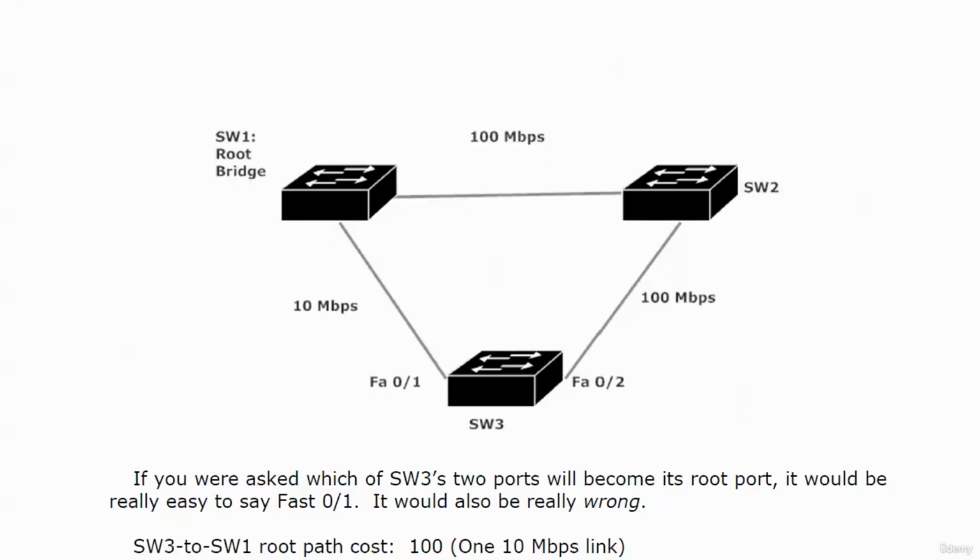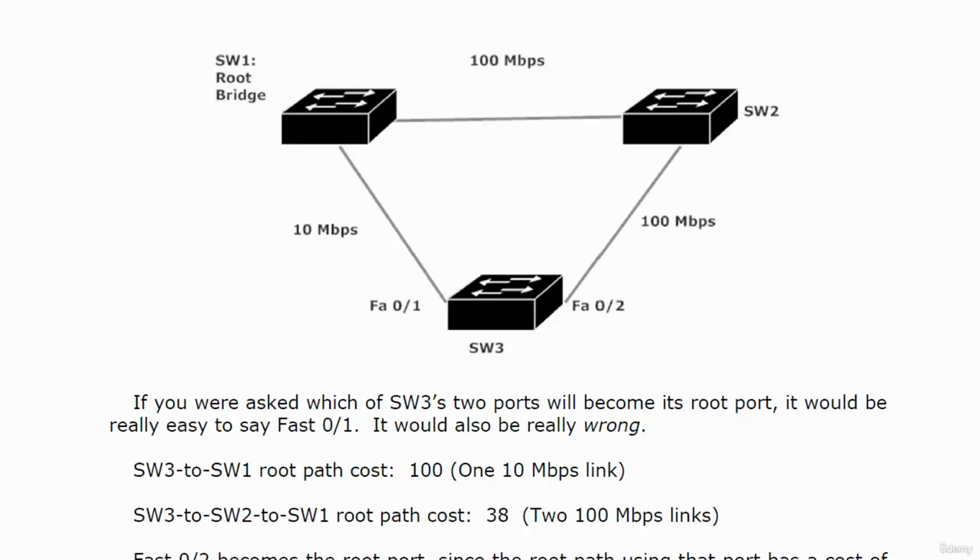Now here is the actual same diagram that we just had in the previous video. Switch 1's connected to 2, 2's connected to 3, 3's connected to 1. And you could be asked, or look at this and say, okay, which one of switch 3's 2 ports is going to be the root? And you just look at it and say, oh, fast Ethernet 1, because that's physically closest. It goes straight from 3 straight to 1. Well, that would be fine, but it would also be wrong.